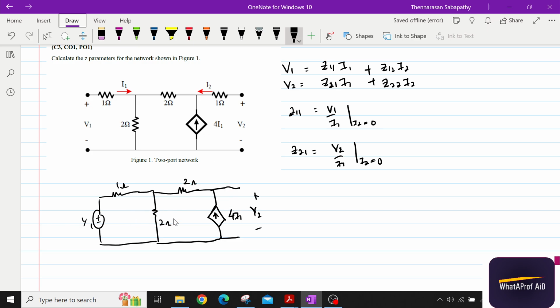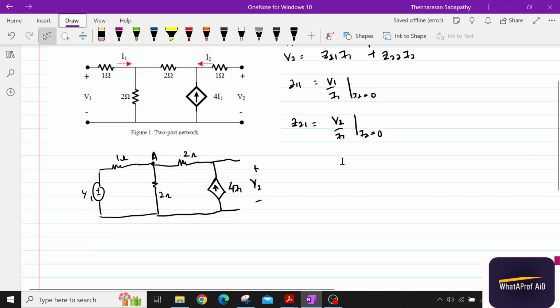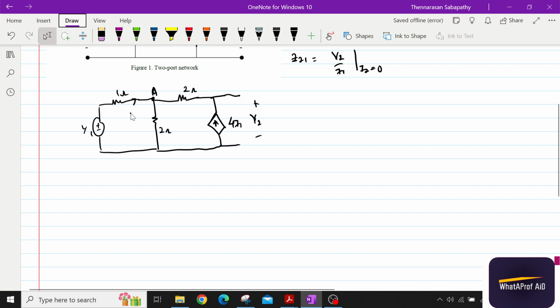And since we have 2 loops and 1 node, I'm going to use nodal analysis. So let's say I label this as A, point A. Here the current, this is I1, this is the unknown current. Let's say the direction is like this, following the source direction. So I1 plus 4I1 equals to VA over 2. This is one equation that we can form over here.